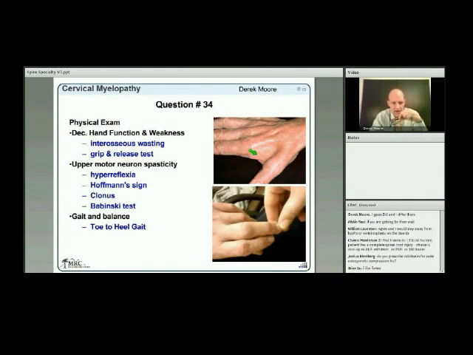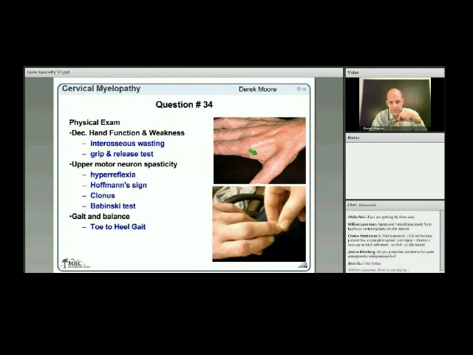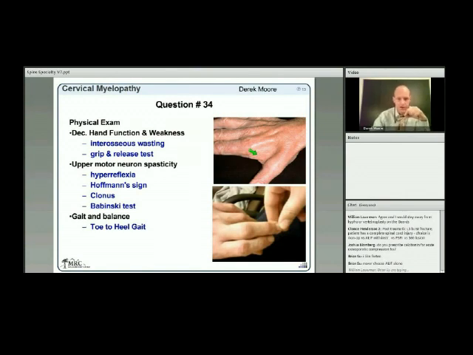You want to look for the classic signs of upper motor neuron spasticity. This includes hyperreflexia, Hoffman sign, clonus, and Babinski test. Remember, for clonus, you really want to see sustained clonus or greater than 4 beats for it to really be positive. Again, gait instability is very sensitive in these patients. I always have them walk toe to heel. If they are myelopathic, they are going to have difficulty walking toe to heel.